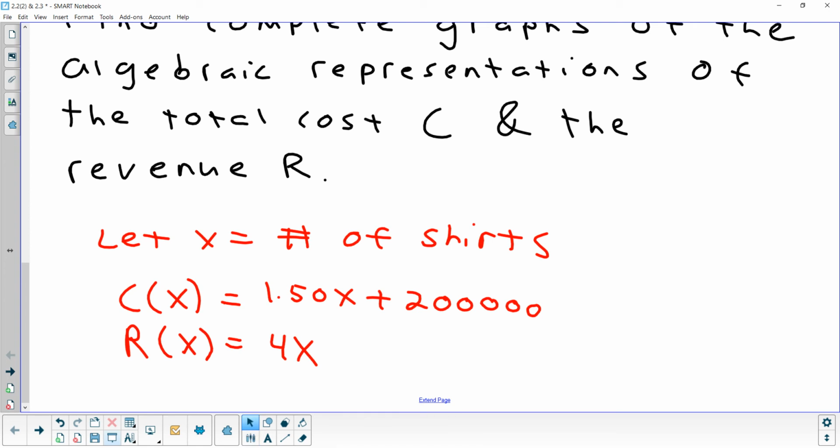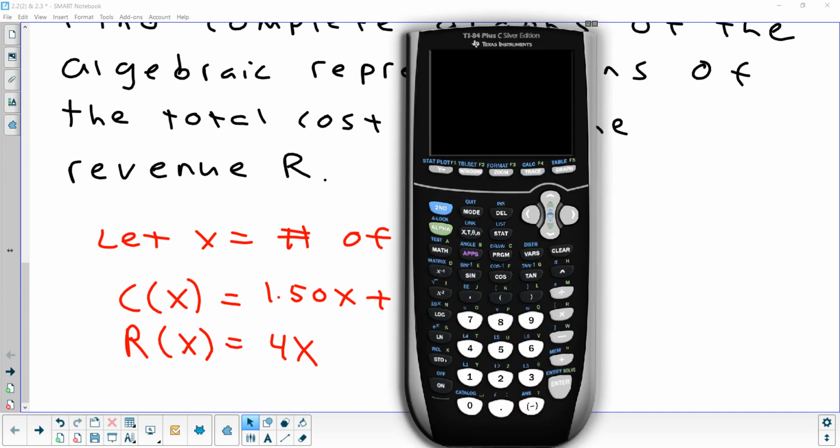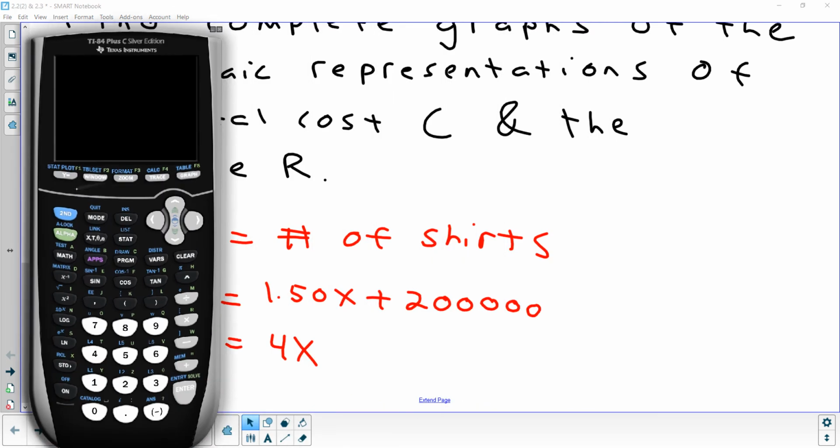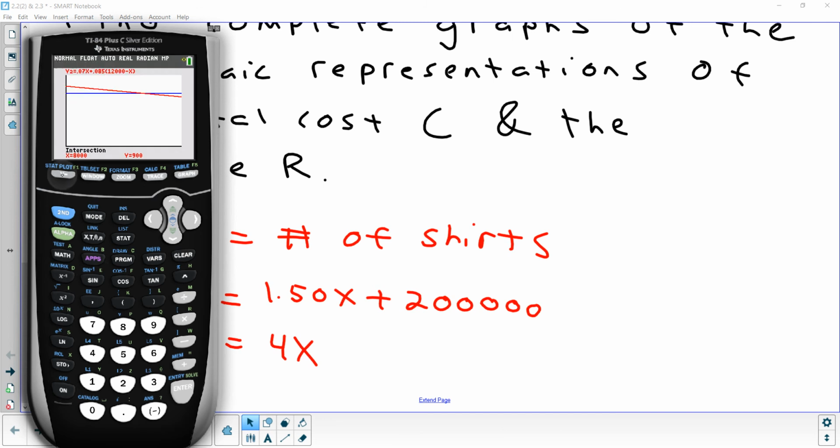Now, when we look at this 1.5x plus 200,000, Tom, what is that 200,000 if you think about it in terms of like y equals mx plus b? It just means shift the whole thing upwards by 200,000. Well, yeah, it's like a vertical shift of a line up 200,000 units, so it basically puts my y-intercept at 200,000. So I'm going to try my y-max even higher. Okay, I'm going to need a pretty big window.